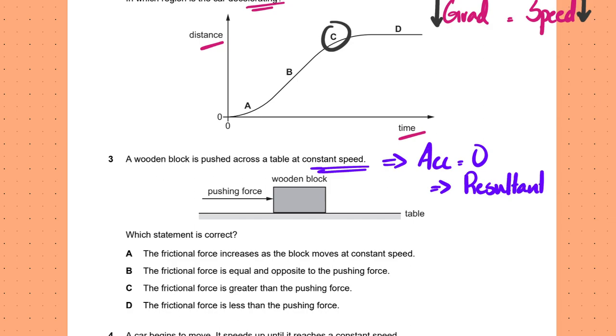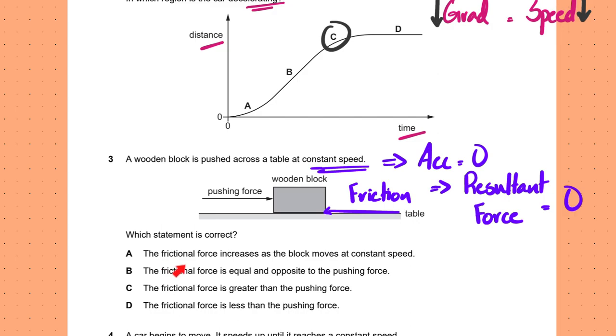So on this diagram, you can see a pushing force here, right? If this were in fact the only force applied on this wooden block, it would accelerate. But if it's going at a constant speed, this means that there must be a frictional force which is actually equal in magnitude to the pushing force. That's the only way the resultant force could be 0, if the forward force equals the backward force, right? So both of these must be equal. So the pushing force should equal friction. Now that we have established some of this stuff, let's look at the options.